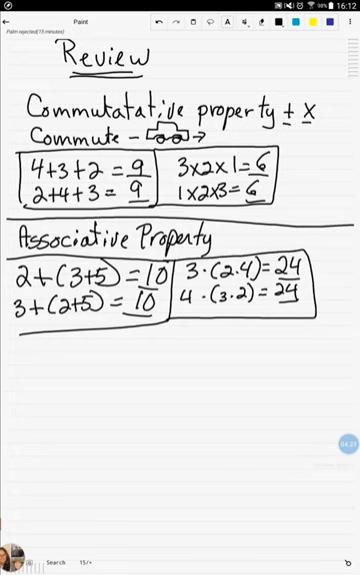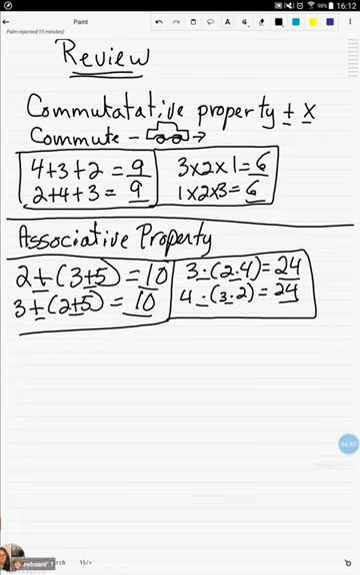That's associative property. Again, the sign stays the same. If it's all addition, all multiplication. Commutative property, they can commute wherever they want. They can move wherever they want. Associative property, they can associate with whoever they want. So those are the same for both of them.